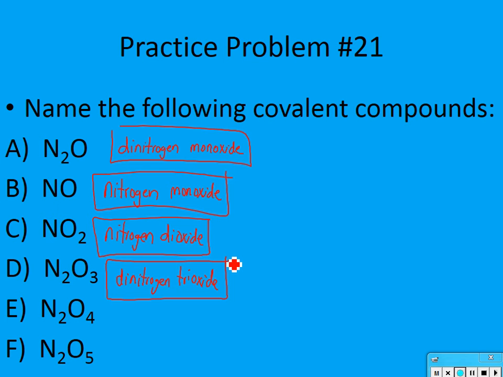Okay, try E and F. I'm going to go over them on the board. You guys see if you got them right. Okay, for E, how many of you guys got dinitrogen tetroxide? Yep. Good job. Did we get it? Yes, sir. Okay. On F, how many of you guys got dinitrogen pentoxide? Excellent.